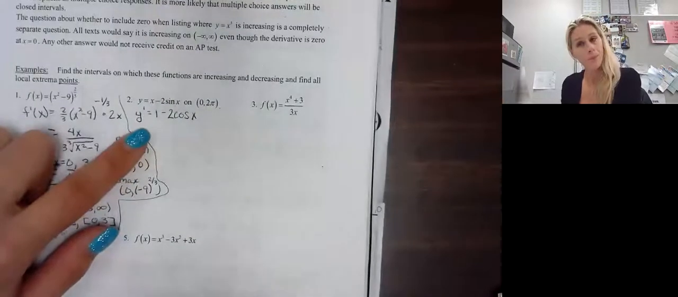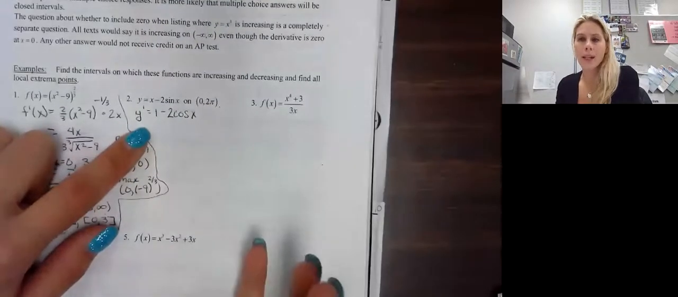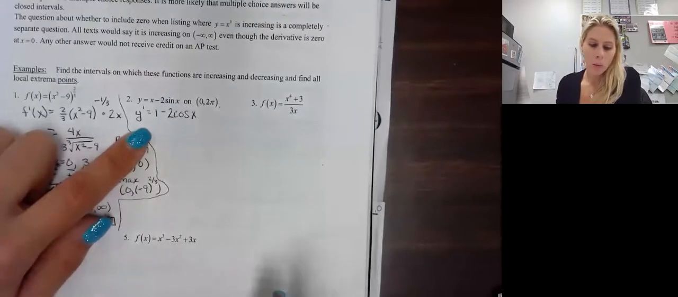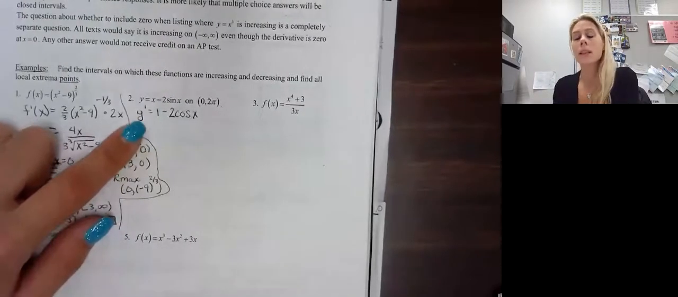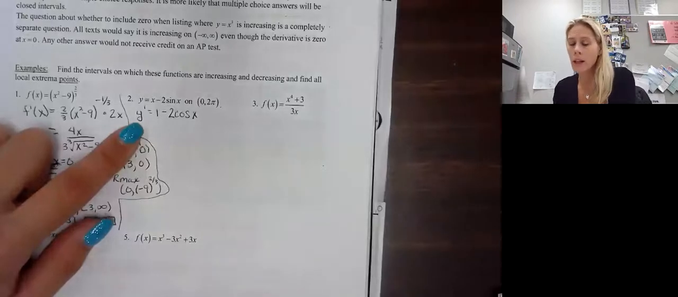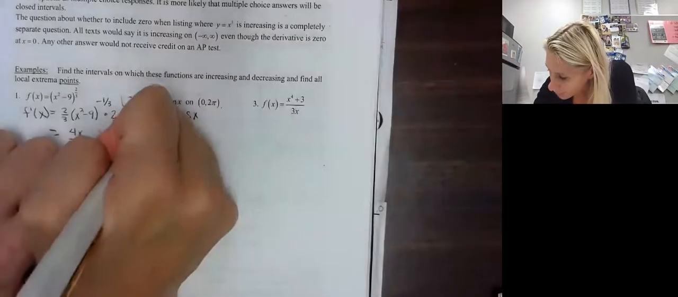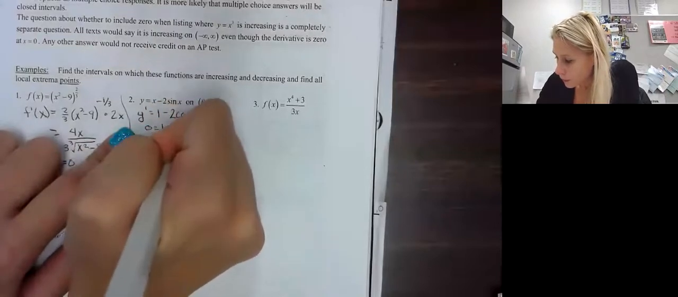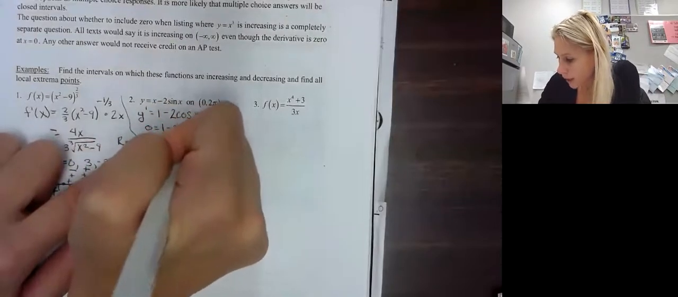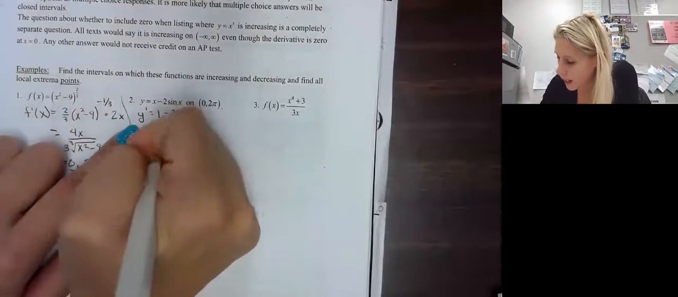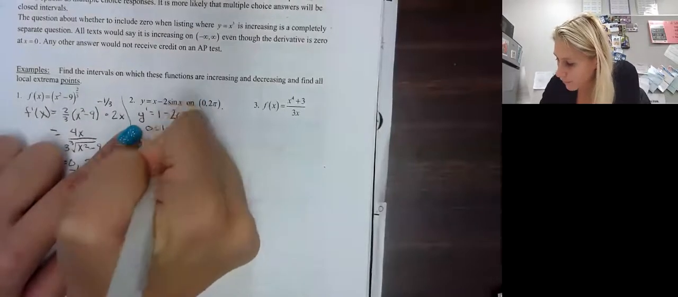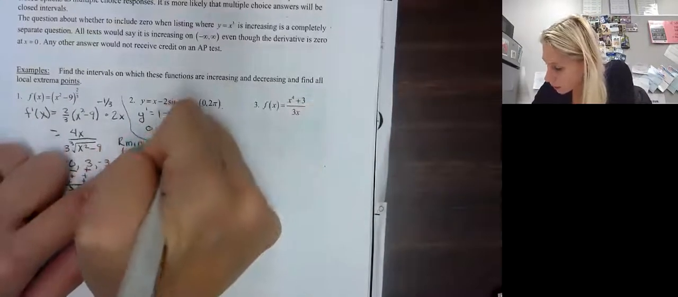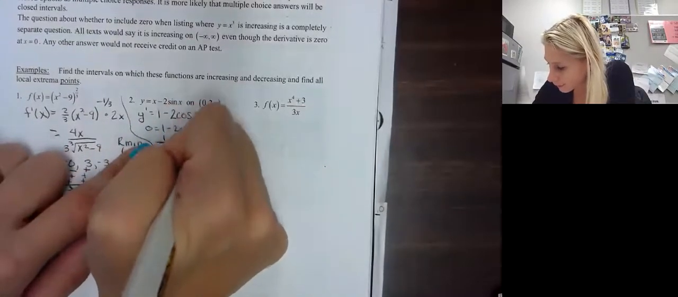Now, where is our derivative undefined or 0? Well, what's great in this case is because it is cosine, we're not worried about an undefined. So let's set it equal to 0 and solve. Because many of you are not going to be able to do this in your head, so you want to show that algebra there. So we're going to add 1 to both sides and divide by -2. So we're looking at where cosine of x is -2.